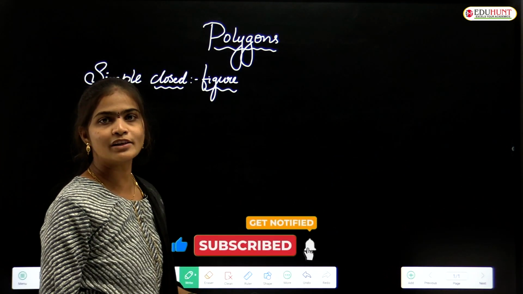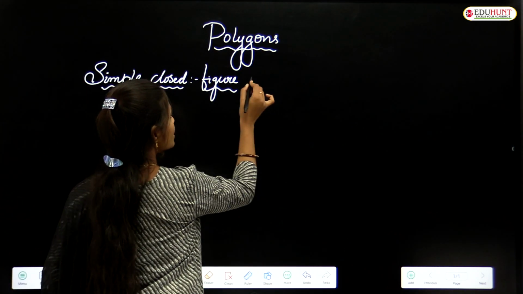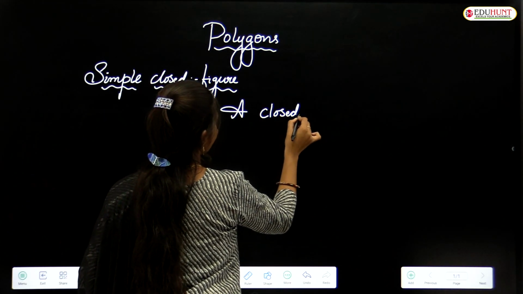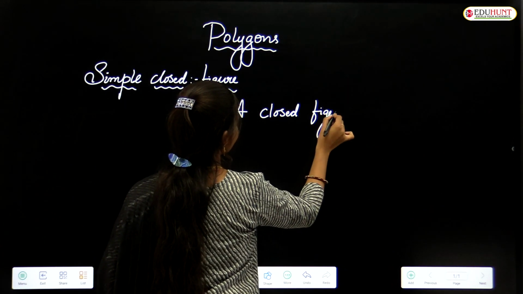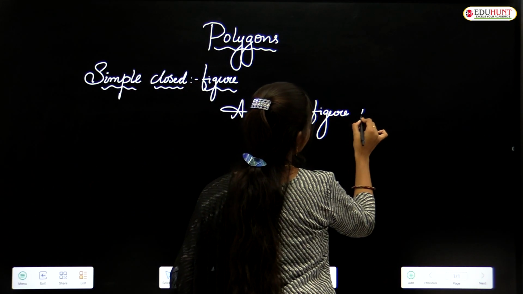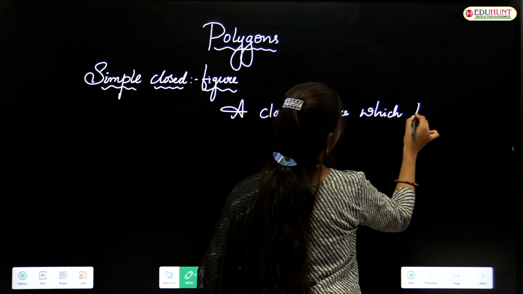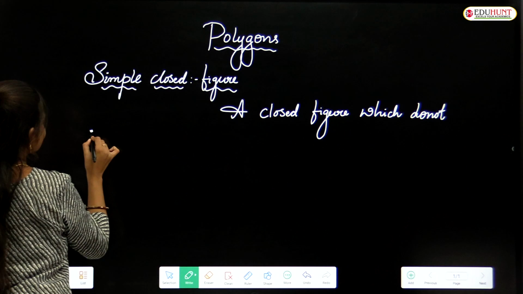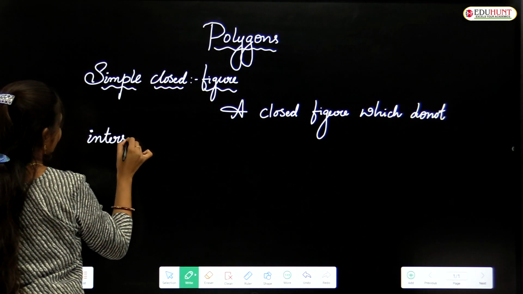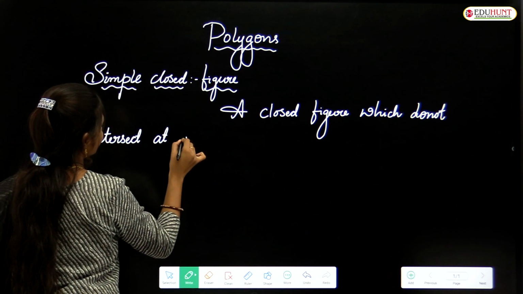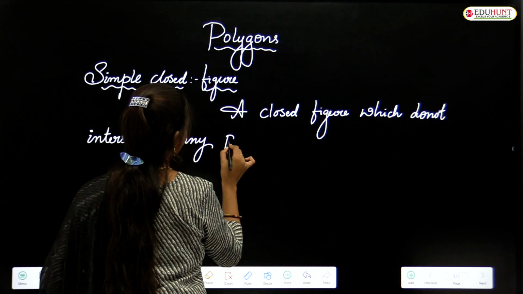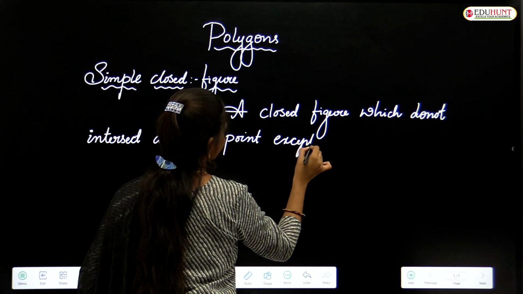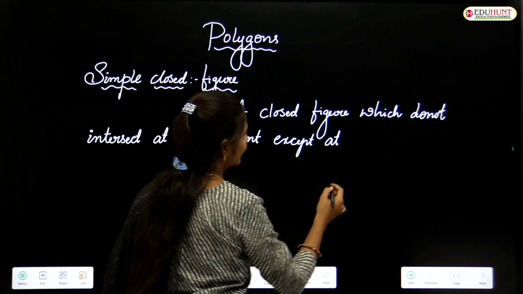Okay, next one is the simple closed figure. A simple closed figure means a closed figure which does not intersect at any point except at its ending point.